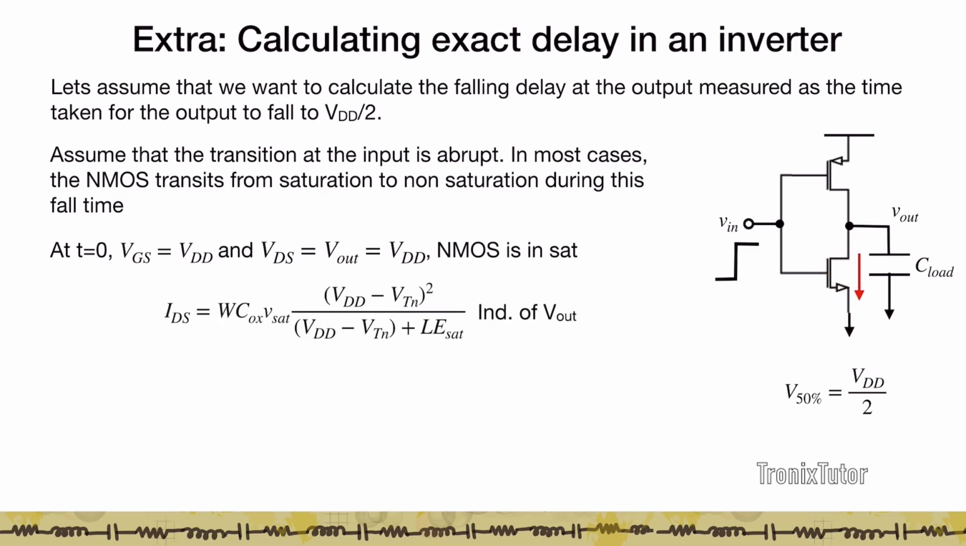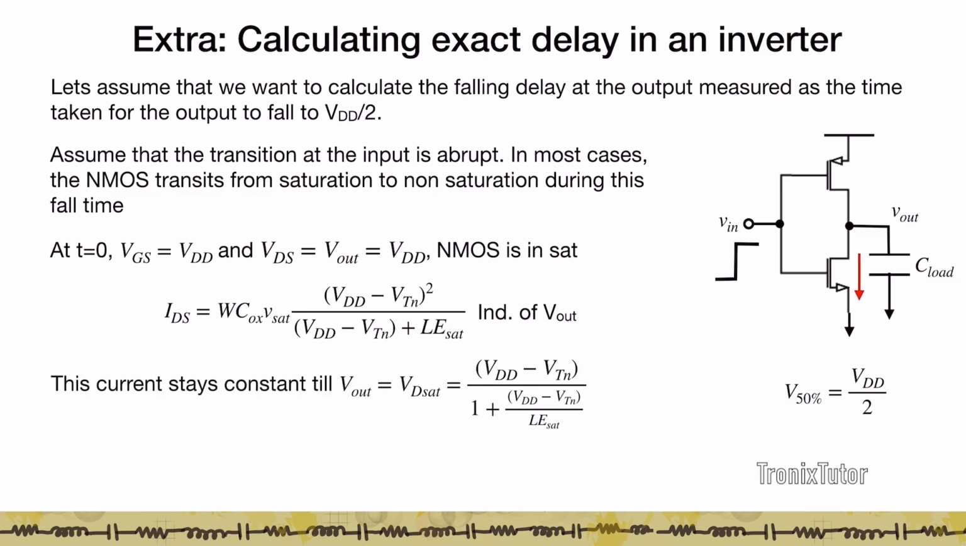And then if I think about this as a velocity saturated device, then I can write my IDS in this format. And here you see that the IDS is independent of Vout, right? So for the first initial part of the discharge, the current stays a constant. And how long does this current stay a constant? It stays a constant until the transistor steps out of saturation.